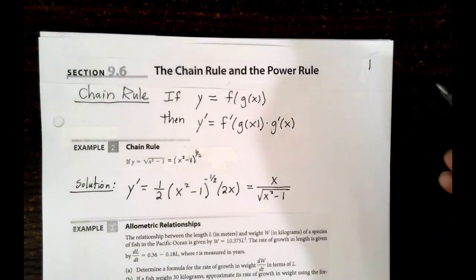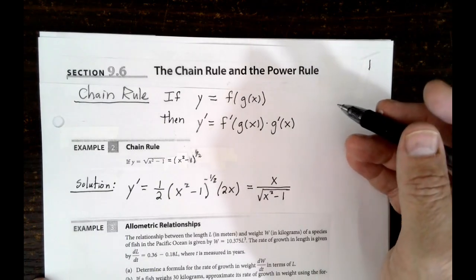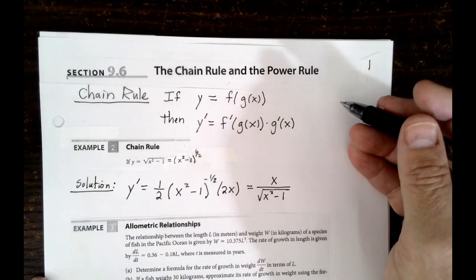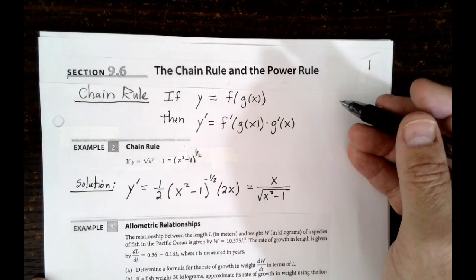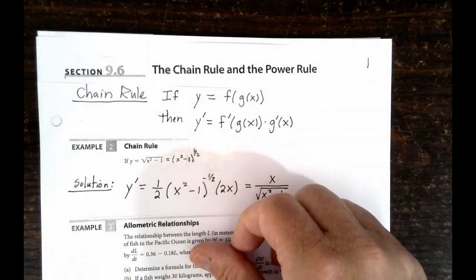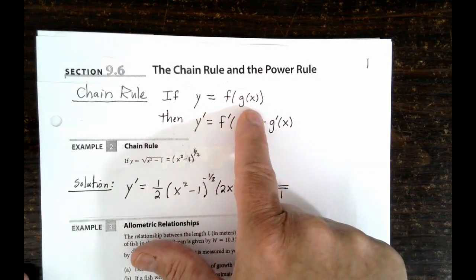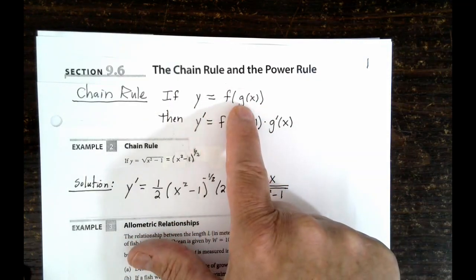Alright, we talk about two more rules that are new in this section 9.6, the chain rule and the power rule. The more difficult one to understand is the chain rule. Sometimes the chain rule is talked about as the rule of the hand. The reason for that is you've got a function within a function. You've got an interior function g and an outside function f.